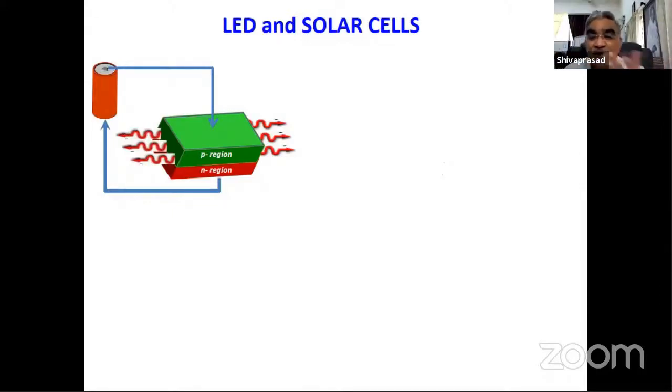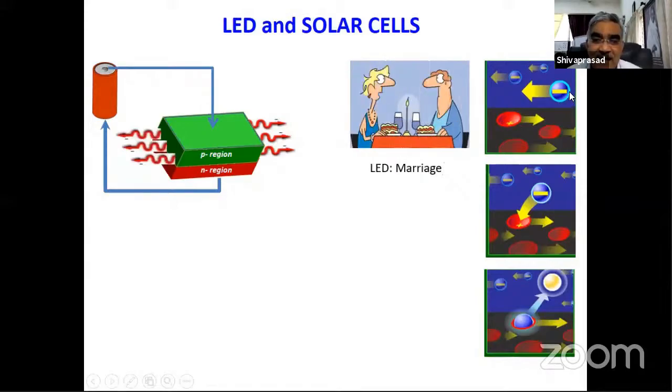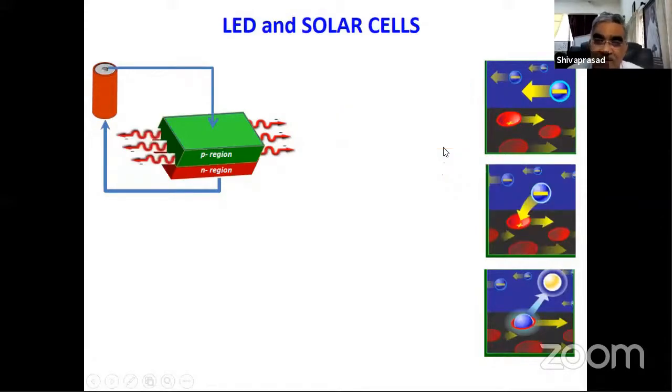Only a semiconductor will not work. The amount of light coming will be too less. So to enhance this probability of recombination, I make it into a PN junction. And that's why it is called a light emitting diode. So now you see here, what happens inside this diode? From one side, the holes are coming and I put a voltage, which is called a forward bias, right? Holes come from one side and the electrons come from the other side. And when they come very proximal to each other, they recombine.